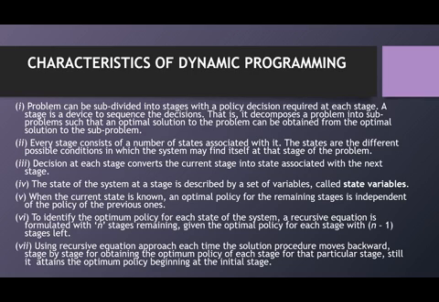Coming to the fourth one now. The state of the system at a stage is described by a set of variables called state variables. At any given stage, the status of that particular stage is defined by the state variables. That's it. Now coming to the fifth characteristic.